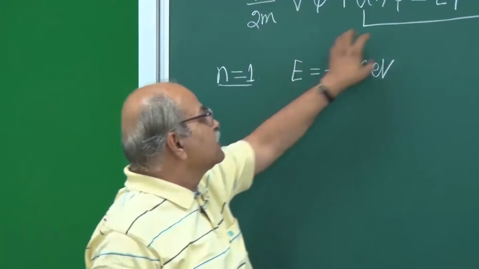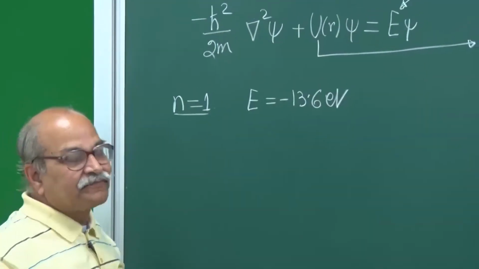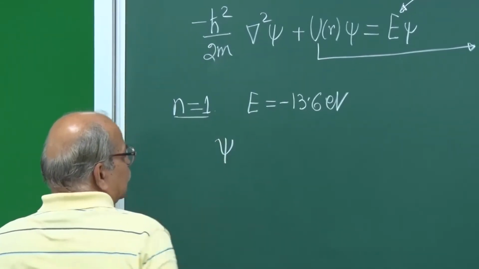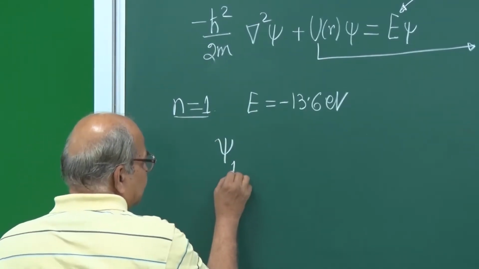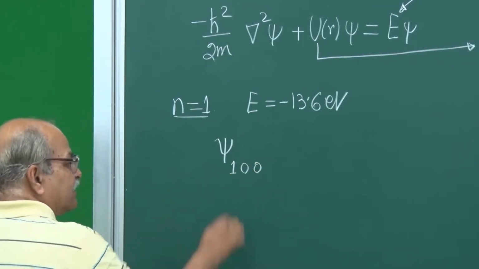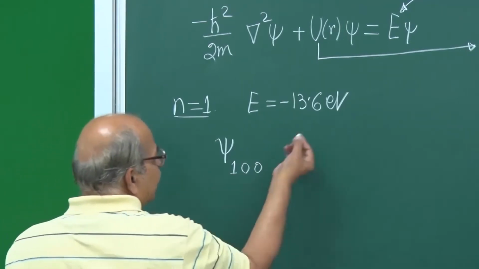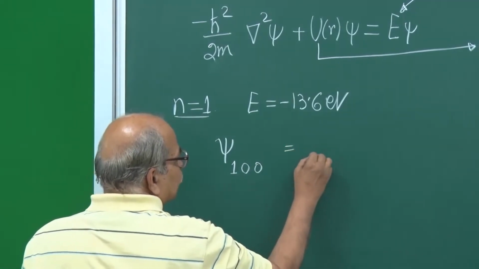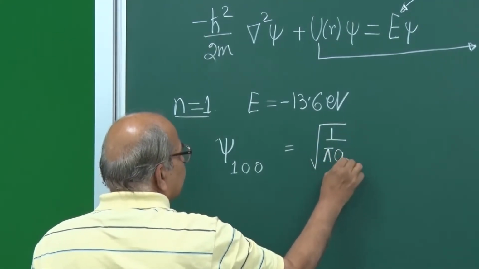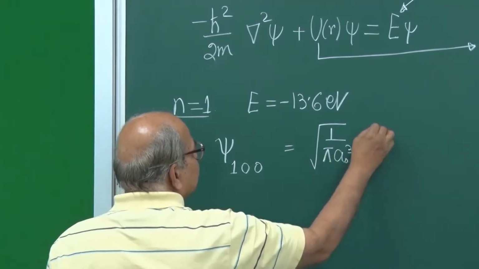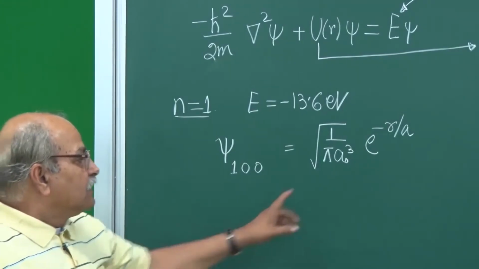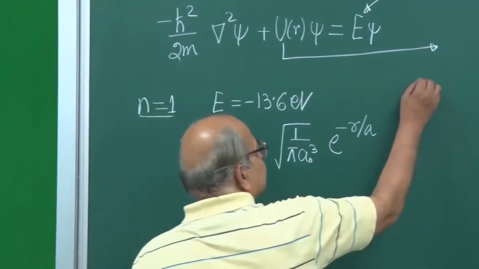So we put this energy here. What are the values of psi? It turns out that you have a psi, which I will write 100. I will just tell why it is 100. It is not 100, it is read as 100, and that is square root of 1 over pi a naught cube e power minus r by a naught. This a naught is the same as that Bohr radius.